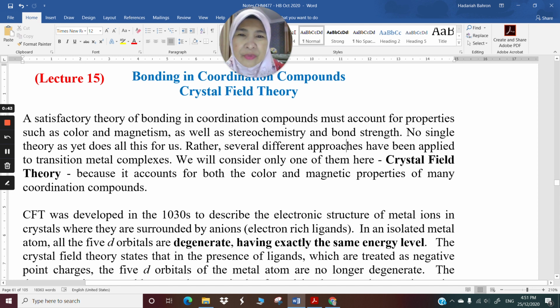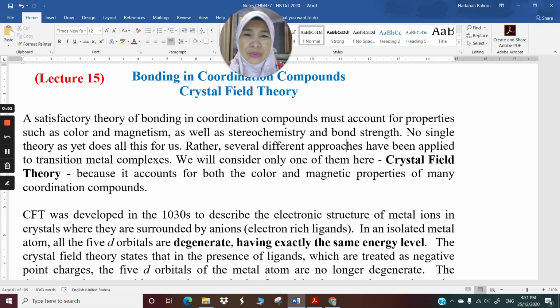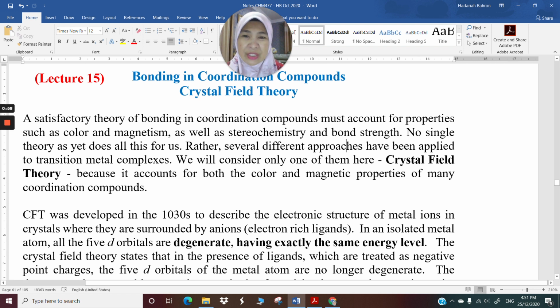Now, as you can recall from valence bond theory, you could explain the magnetism of coordination compounds, but you couldn't use that theory to explain the colors of coordination compounds. So we are exploring crystal field theory to try and describe how it is that all or almost all coordination compounds are colored, having good or bad colors.